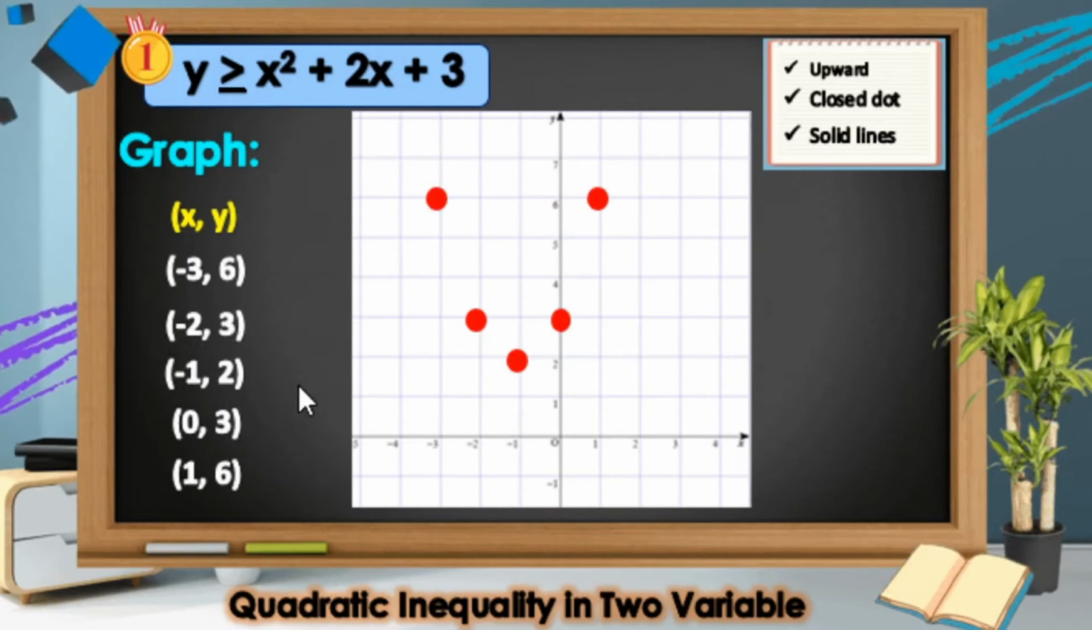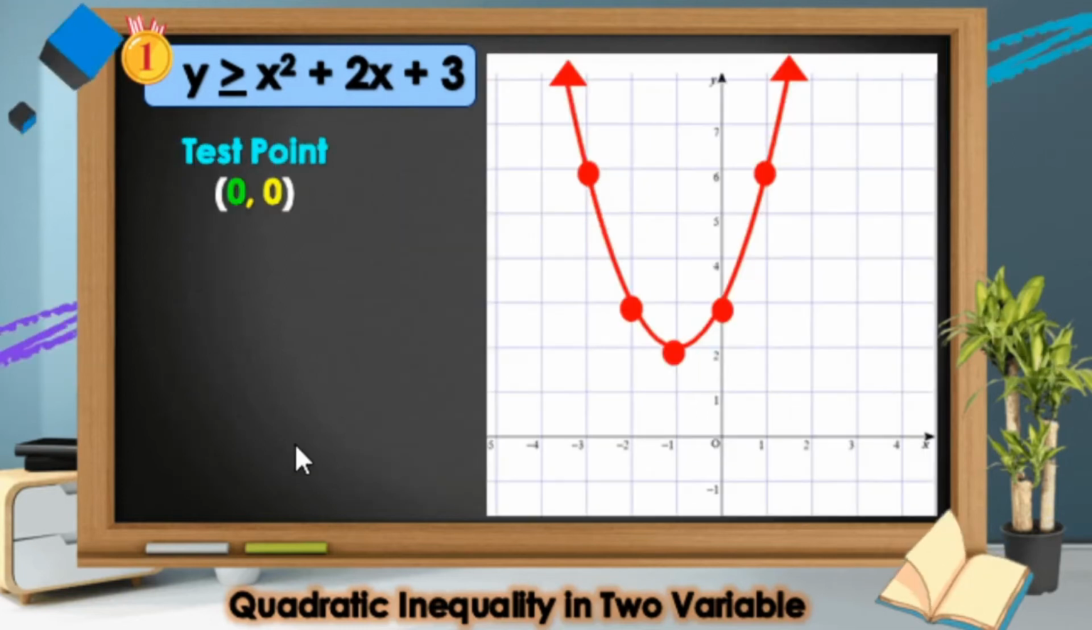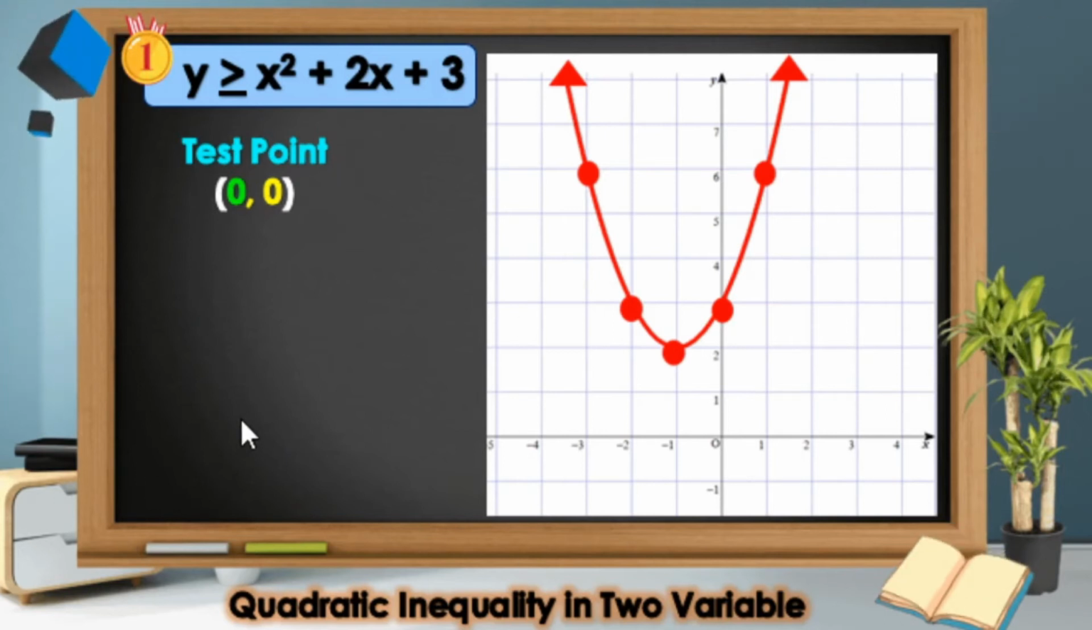And then, i-graph natin yan. It should be solid lines. So, pag dudugtungin natin sila, magiging graph natin ay ganyan. No? Close dot and solid line. Therefore, etong mga points na nandito, na nakalatag dyan, ibig sabihin, they are part of the solutions. No? Solutions netong ating given quadratic inequality in two variables. Then, we need to have a test point. And in this case, we will use test point 0, 0. No?